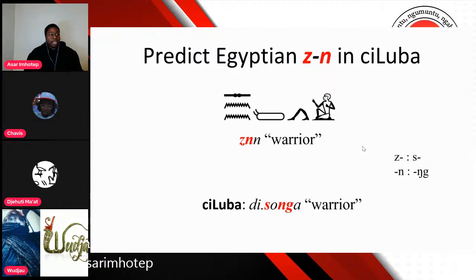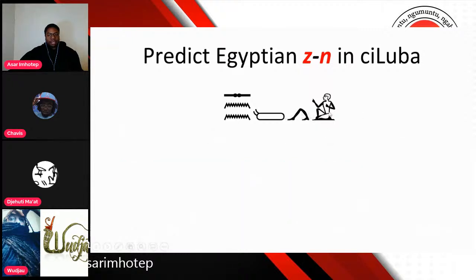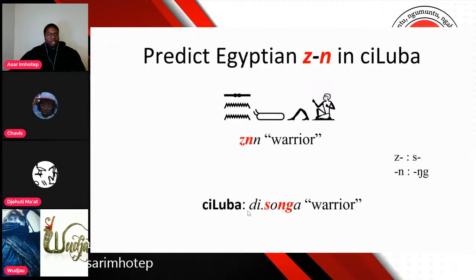So you see how we're using logic and deductive reasoning to come to the meaning. Beforehand, I made it real easy because I gave you the meanings. But in the previous ones, I didn't give you the meaning. So we had to look at the determinatives, but the determinatives really didn't give us any insight. So now we look at the entry in the environment of a sentence or a paragraph. Now when you read it, you sit as one who is strong, who conquered in all foreign lands, a soldier, a warrior who fought for his majesty, Amenhotep, ruler of Heliopolis, et cetera. So it fits into the sentence and makes it make sense. So that's one way of getting at the meaning, looking for the context clues in the sentence.